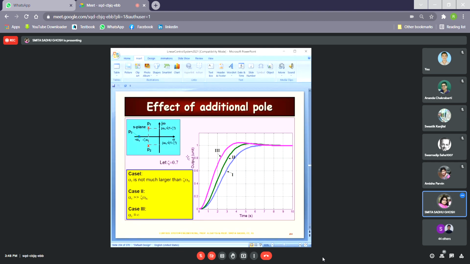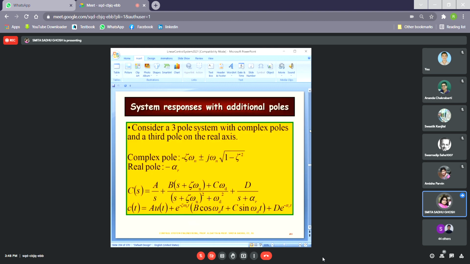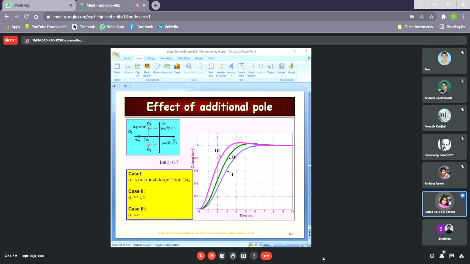Yes. So the complex conjugate pole pair has been placed. Real part is minus zeta omega n. You can see that the imaginary parts are shown. Now minus alpha r is the real pole. So case one is alpha r not much larger than zeta omega n. So it's comparable, meaning the effect of both the second and the third terms has to be considered. I told you about the extreme cases, which we would be able to visualize much more easily.